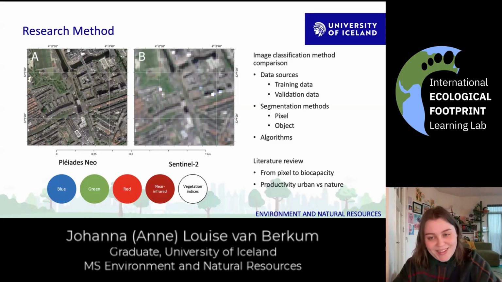And then the second part of the thesis was the literature review, which focused very much on how the vegetation that is identified inside of a city relates to the vegetation that we find in our national accounts. How does a tree that is in a city compare to a tree that we have in a forest? How do they compare? How does their production compare? And yeah, that was actually it.